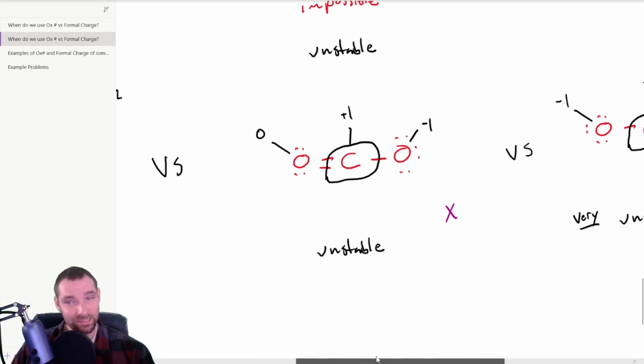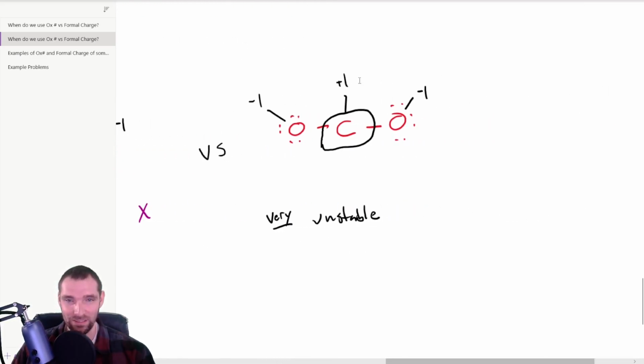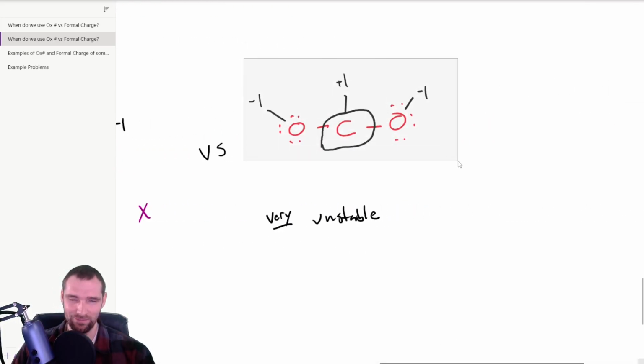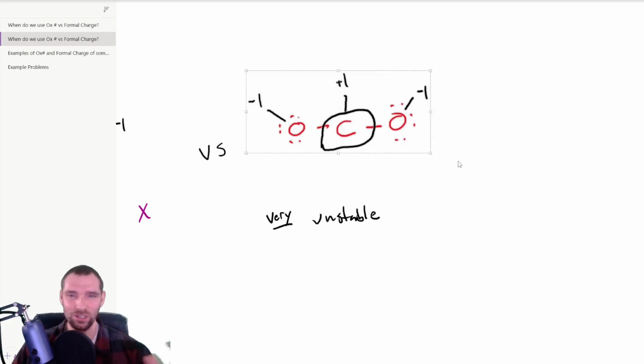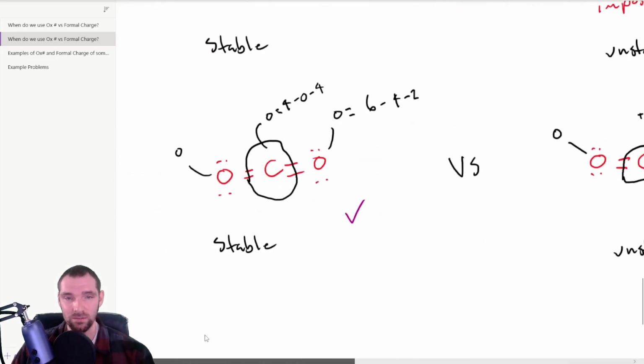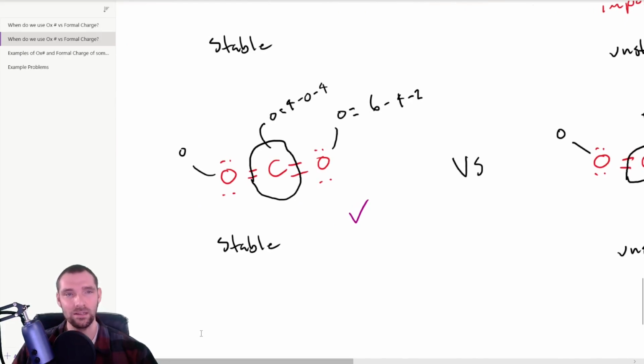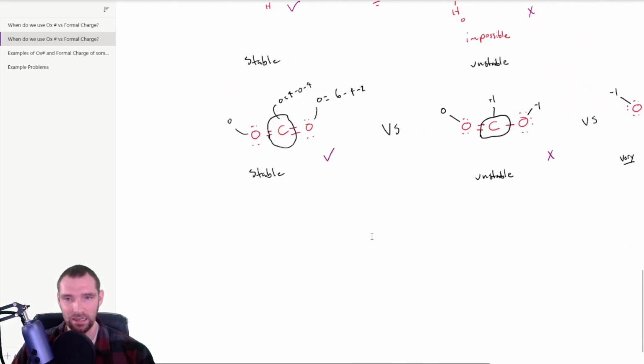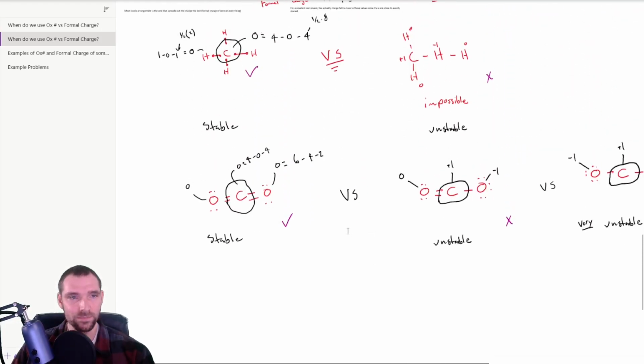And what's even less stable is if you have charge all over the place. Like if we were to take those other electrons and put them on the other oxygen, this is very, very unstable. So we use formal charge to basically say, how do I spread out electrons? And then that allows me to draw out the molecule.